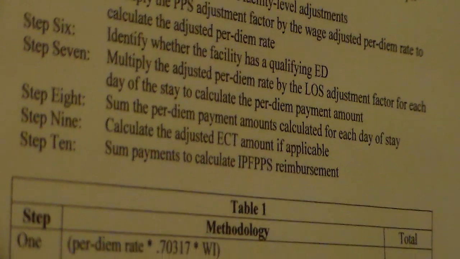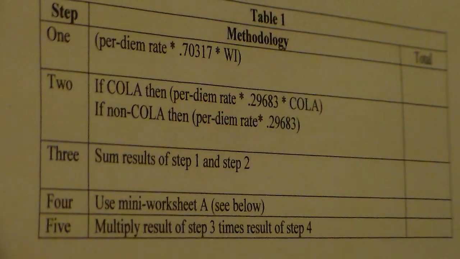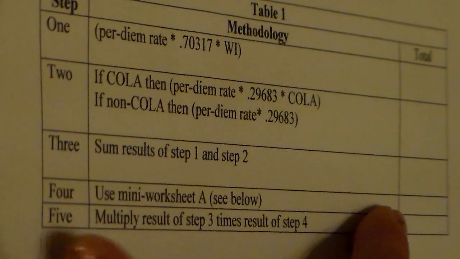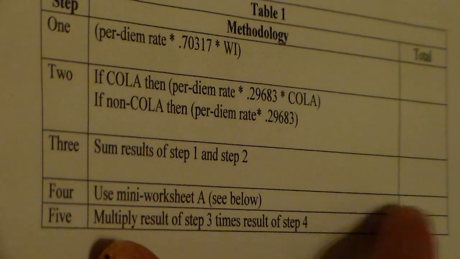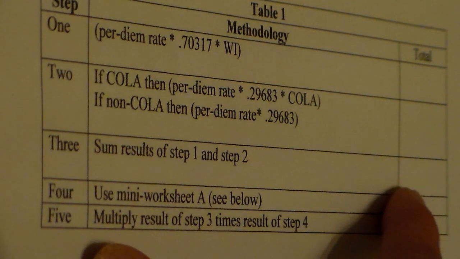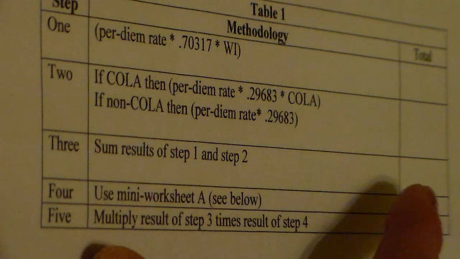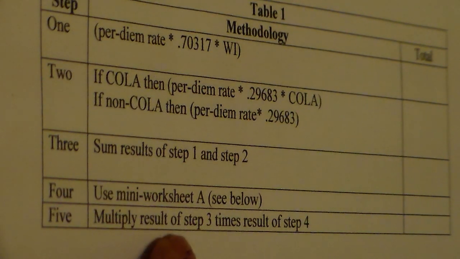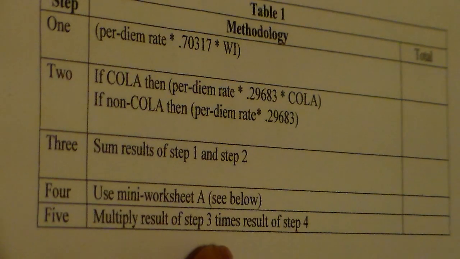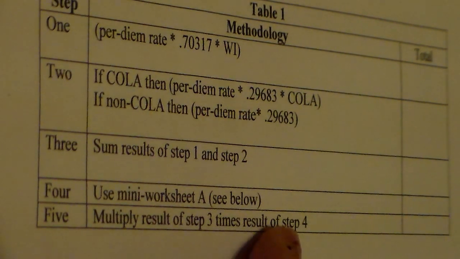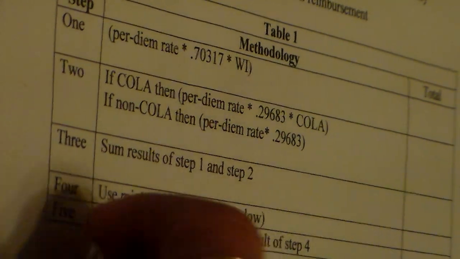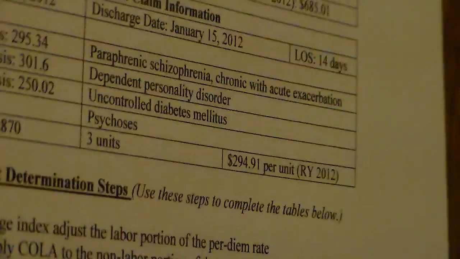So going back to Step 5, you're going to plug in your total amount, your adjustment factor from your mini worksheet A here for your total column in Step 4. So for Step 5, we are asked to multiply the result from Step 3 and the result from Step 4. So you're going to multiply these two factors together to get the total amount for Step 5. Moving on to Step 6.